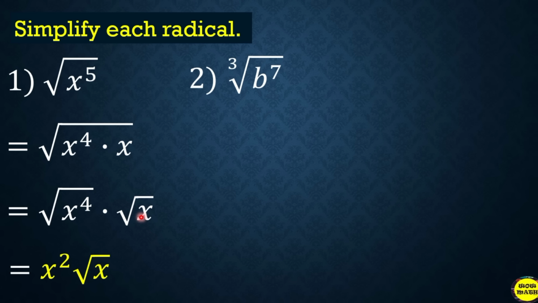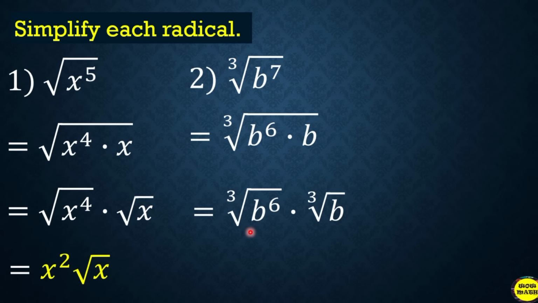Okay, next. Cube root of b to the 7th power. Yung index natin dito ay 3. So, since si 7 ay hindi natin madidivide sa 3, so anong gagawin? Kagaya ng ginawa natin sa number 1, pwede natin i-express yung b to the 7th power as b raised to 6 times b. Okay? Kasi ito, pwede na natin i-divide sa index natin. So, therefore, cube root of b to the 6th power times cube root of b. So, ito madidivide natin. So, 6 divided by 3, that is b squared cube root of b.